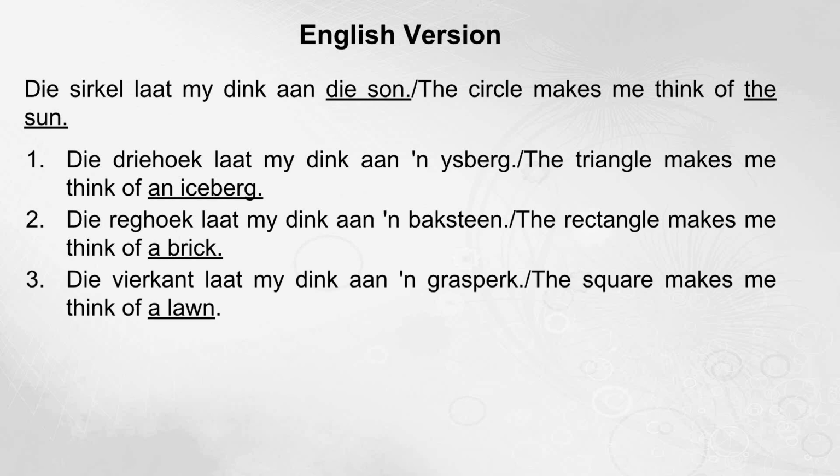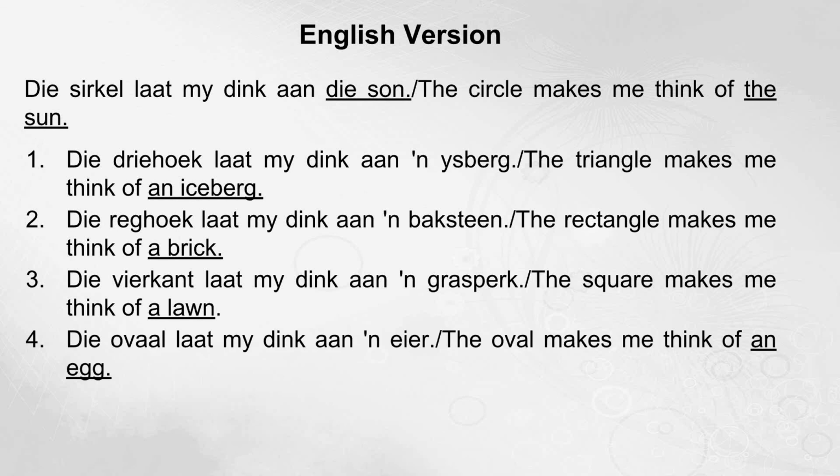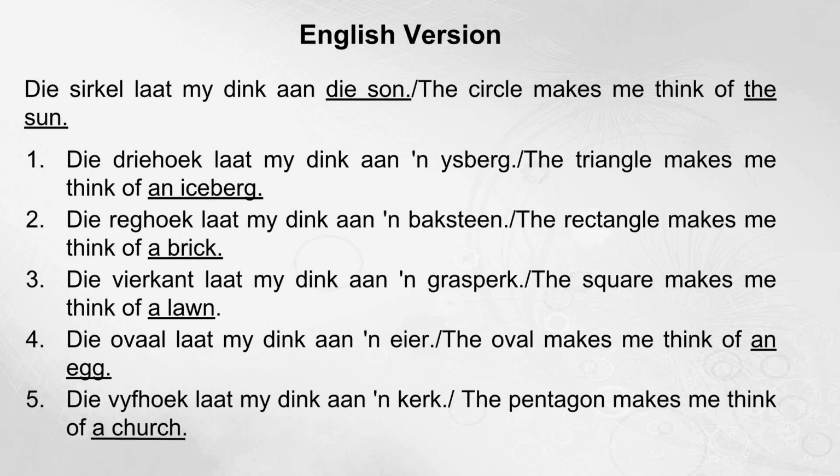Die vierkant laat my dink aan 'n grasperk. The square makes me think of a lawn. Die ovaal laat my dink aan 'n eier. The oval makes me think of an egg. Die vyfhoek laat my dink aan 'n kerk. The pentagon makes me think of a church.